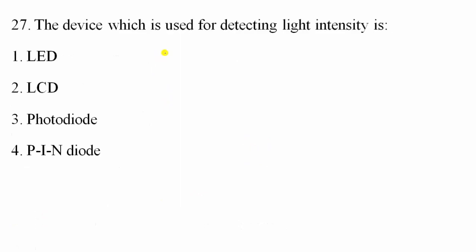27th question, the device which is used for detecting light intensity is, we know that we are going to make use of a photodiode in order to detect light. This photodiode is going to convert light to electricity, nothing but the output will be in terms of current or voltage. LED stands for light emitting diode and LCD stands for liquid crystal display. The spin diode is similar to an avalanche diode. So the corresponding option that follows is option 3.